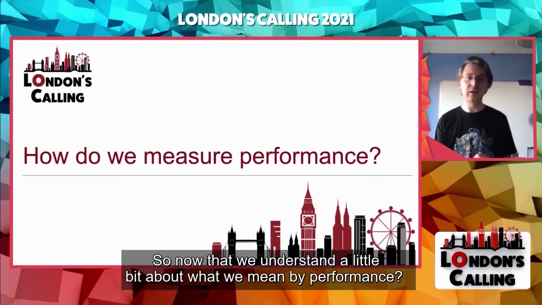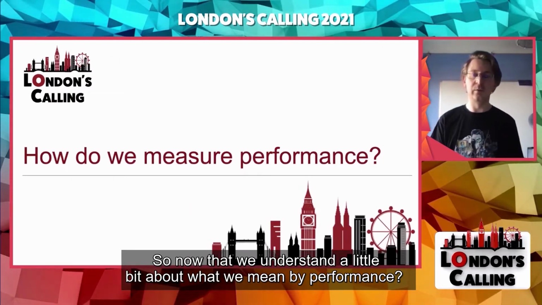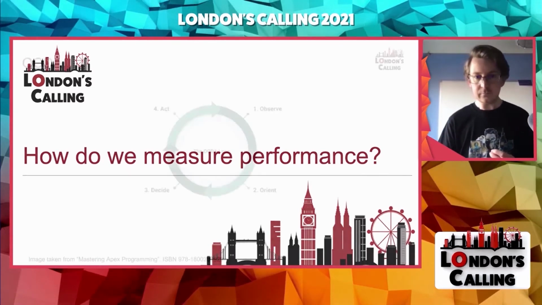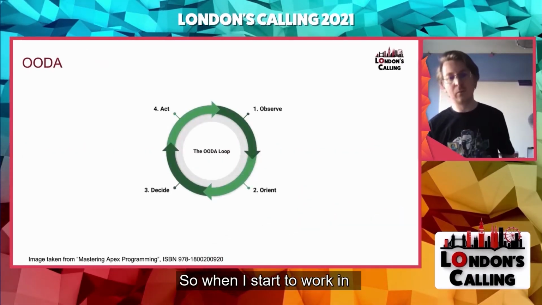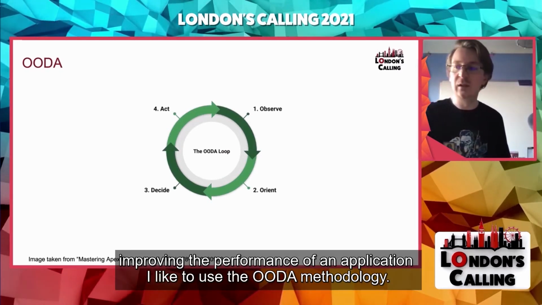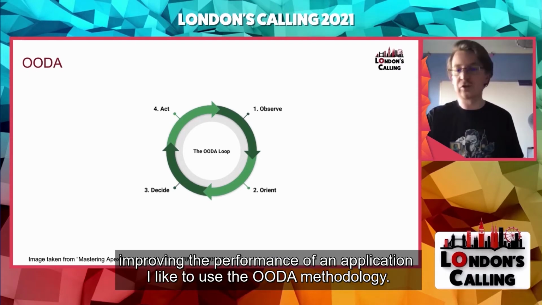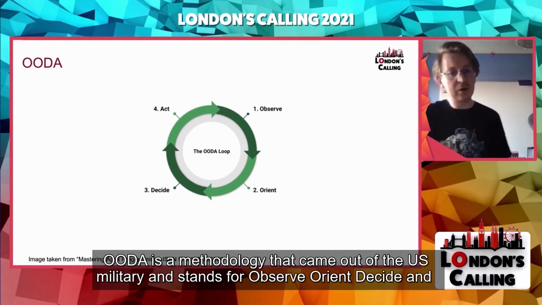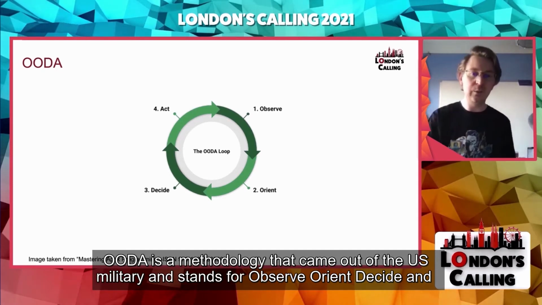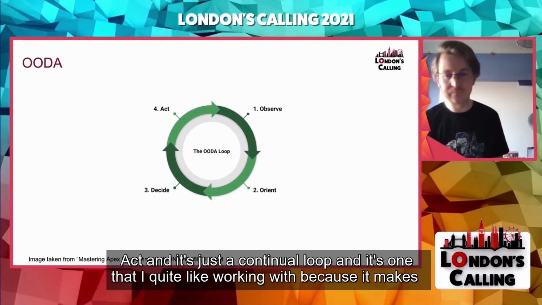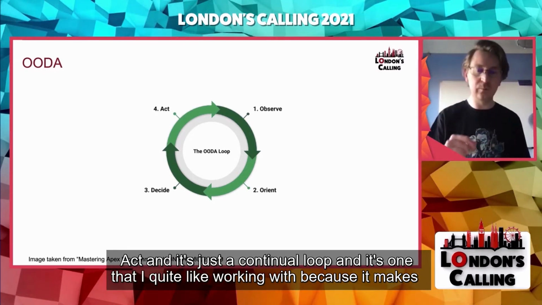So now that we understand a little bit about what we mean by performance, let's talk about how we can actually measure it. When I start to work in improving the performance of an application, I like to use the OODA methodology. OODA is a methodology that came out of the US military and stands for Observe, Orient, Decide, and Act. And it's just a continual loop.